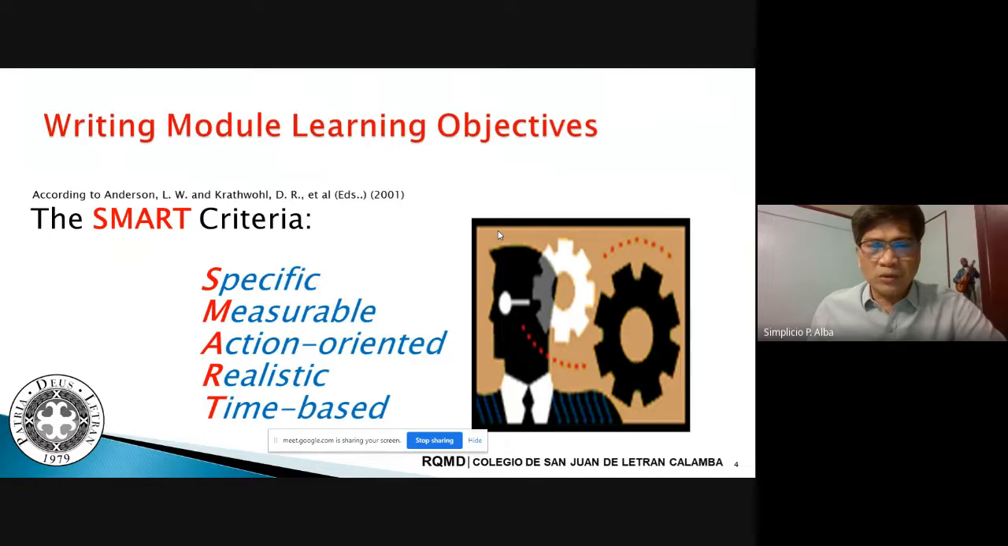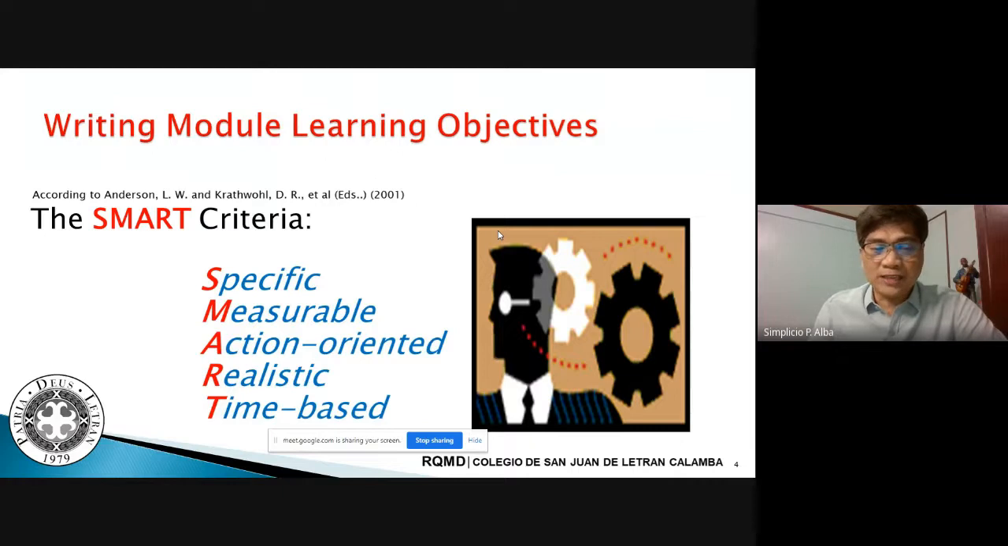Well, assuming that you have already a clearly established set of goals and have started sketching out a basic calendar for your course as to how many weeks in the course, how many modules you will include, which topics you need or want to cover, and as you think about the learning objective for each module, how about considering the SMART criteria according to Anderson and Krathwohl? Specific.